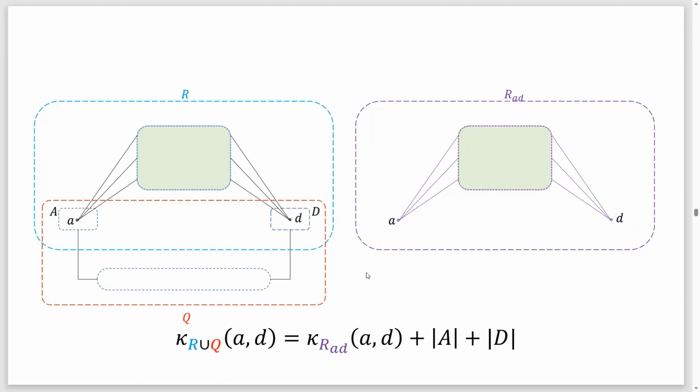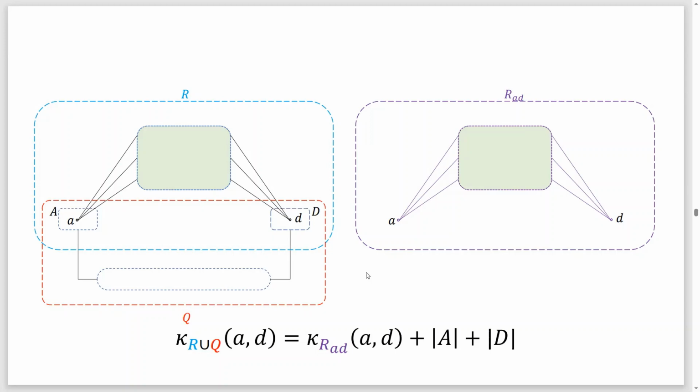we can capture the connectivity in R_AD, which is the graph we imagined, by applying the set intersection filter on the connectivity of the whole graph R cup Q with the source-sink isolating gadget. And the connectivity in the whole graph R cup Q is in fact the connectivity of the graph R_AD with only one source and one sink, adding the sizes of the sets A and D. So this is why we call it the source-sink isolating gadget.